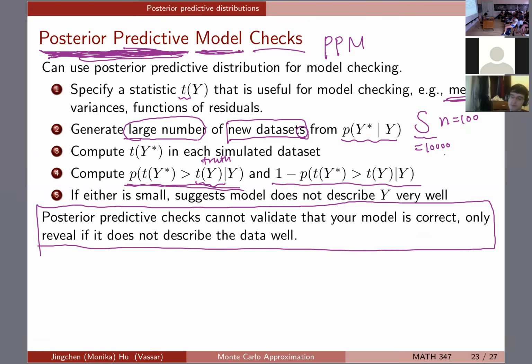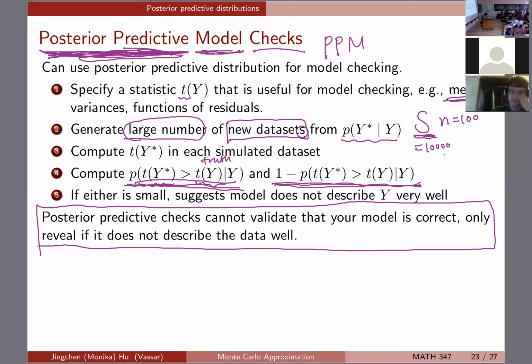Okay, so we're returning the probability of, in the predictive samples, say capital S number of them, 10,000 newly generated data sets, the percentage of how many of them are going to have a larger mean than the true mean, or 1 minus that. So the problem is, if either of these is very small, this is telling you that the model is not doing a good job.